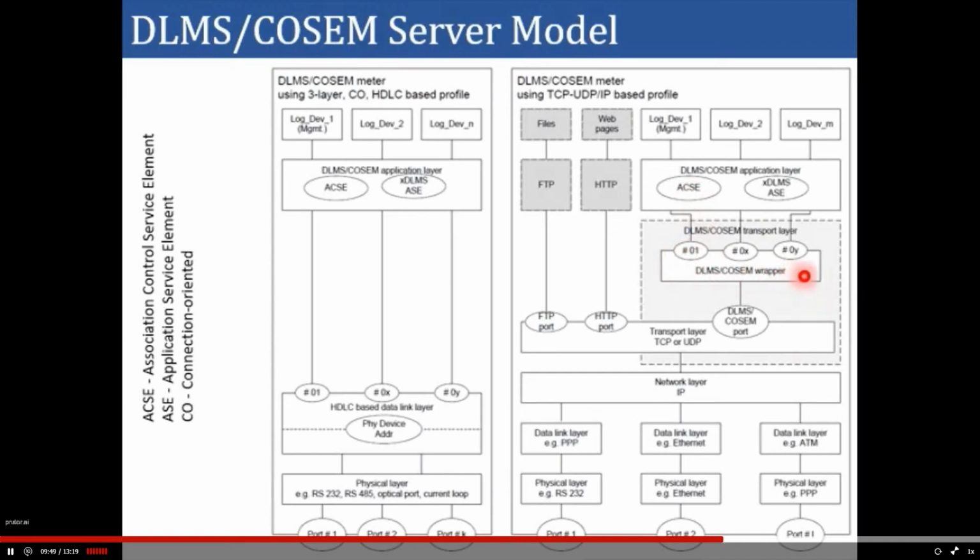So the DLMS COSEM wrapper, which will be part of your TCP layer, will map the application processes for data sharing, and then it will be packed in the TCP packet. Then it will be shared with the standard IP layer, and then the data link layer will be the standard data link layer. So we need not implement the SDLC based data link layer in this case, where we can utilize the standard data link layer and the standard physical layer for data transmission.